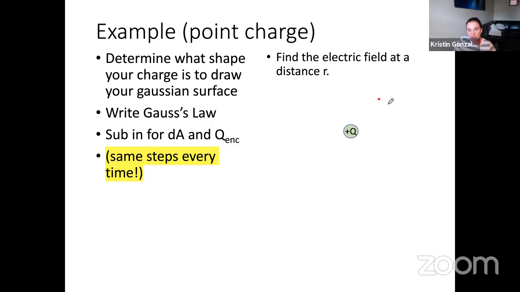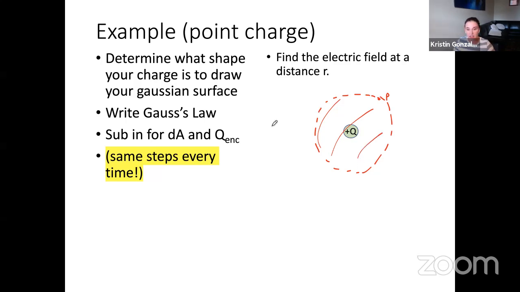So let's say right here, I want to know what the electric field is. The first thing we need to do is determine what Gaussian surface we're going to use. Well, what shape is our charge? It's a sphere. So I'm going to draw a Gaussian surface, a nice sphere surrounding that charge.